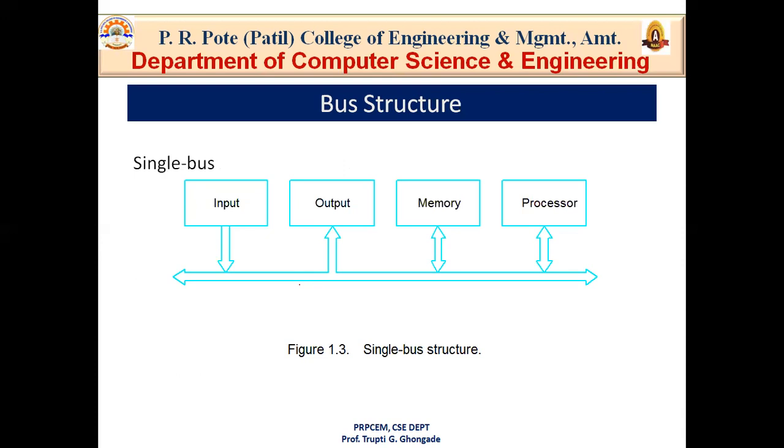Okay. After that, single bus structure. To achieve a reasonable speed of operation, a computer must be organized so that all its units can handle one full word of data at a given time. And for that we use 16-bit, 32-bit, 64-bit address buses and data buses. Okay, so to achieve a reasonable speed of operation, a computer must be organized so that all its units can handle one full word of data at a given time.